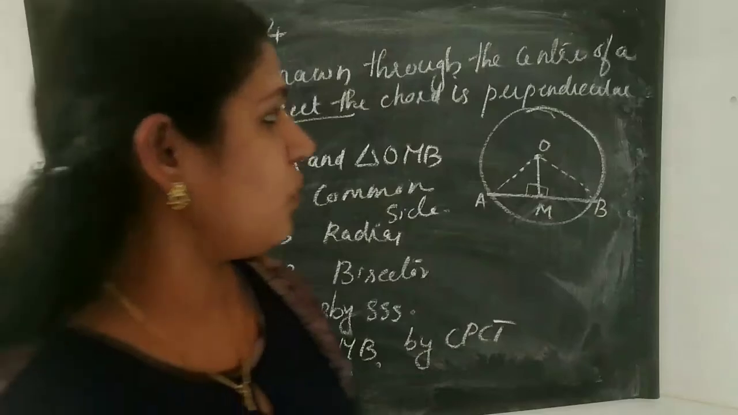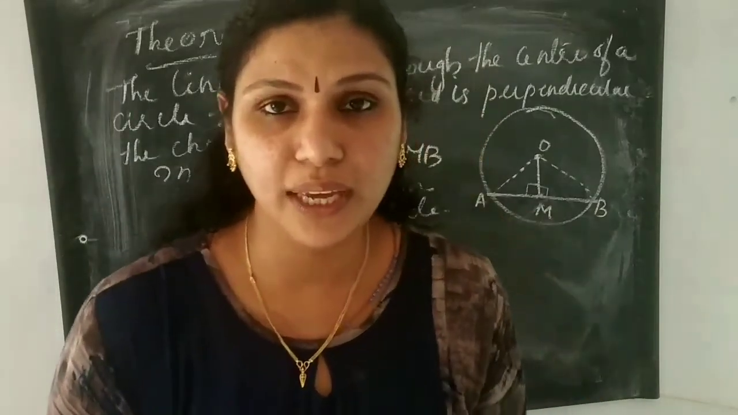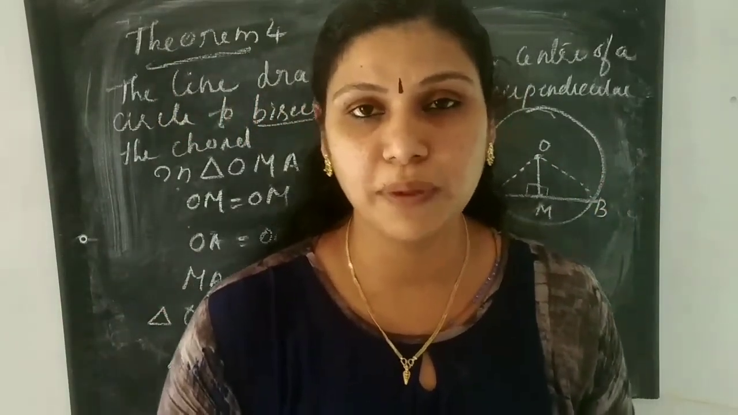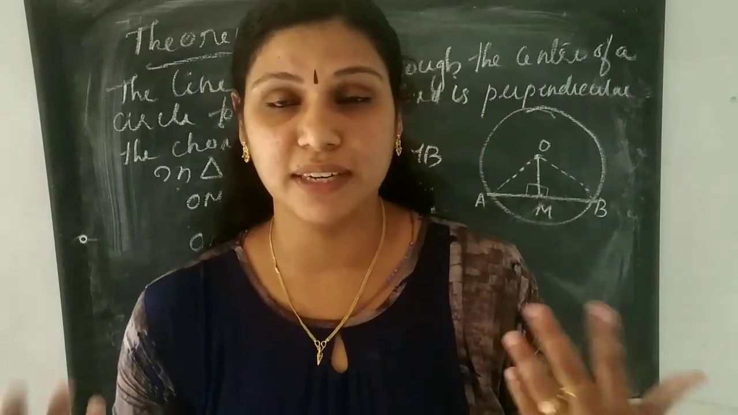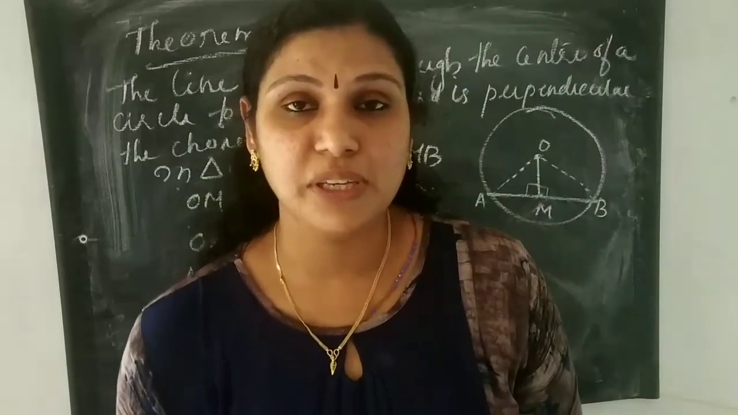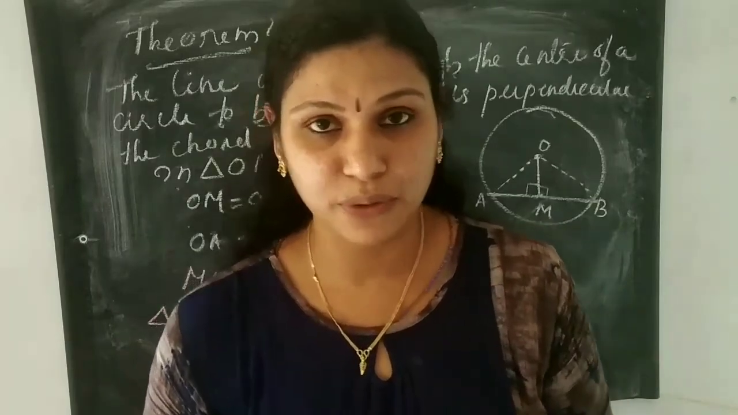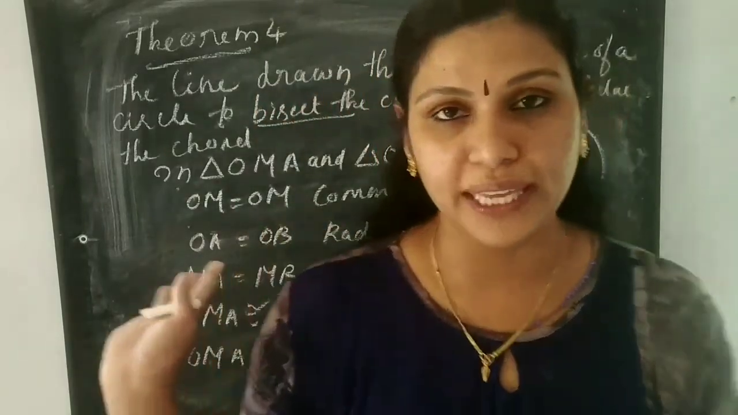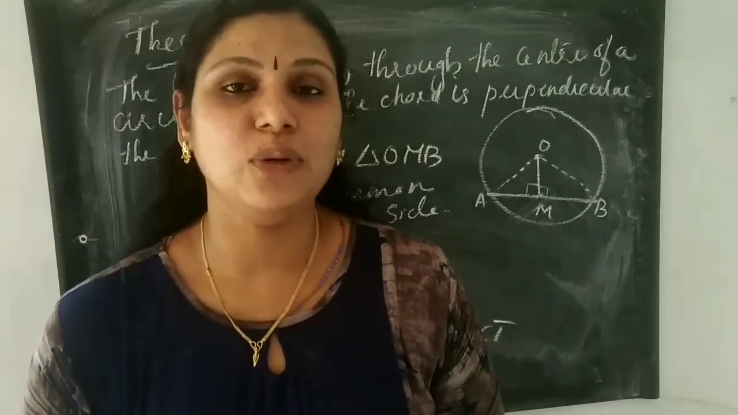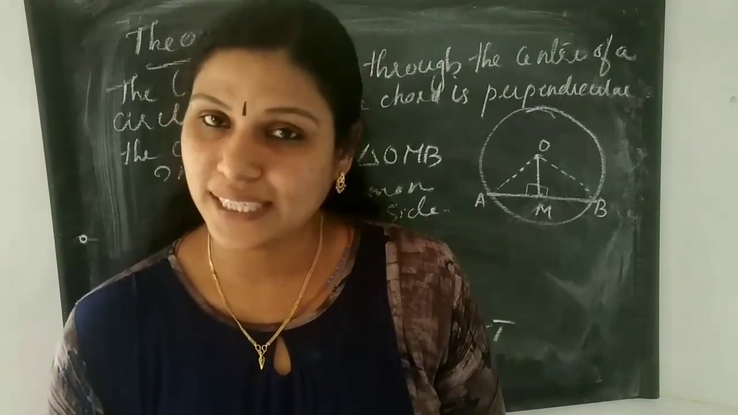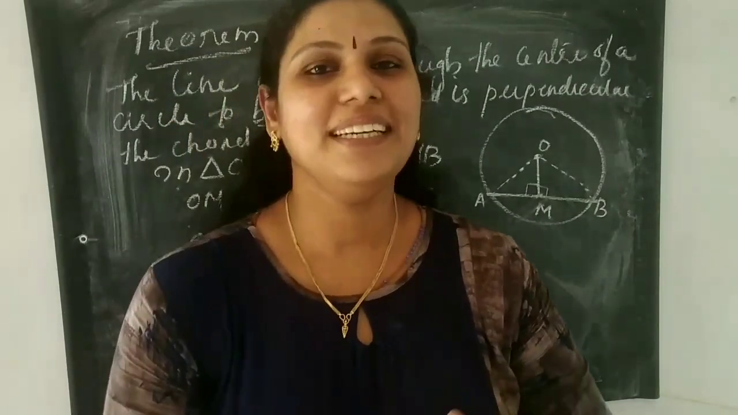Understood, children? So you have to study today these two theorems and the properties of circles: what is radius, what is circumference, what is major arc, minor arc, sector, segment. All that you study today itself. Also study these two theorems. Write them two times, and send that to me today itself. Thank you.